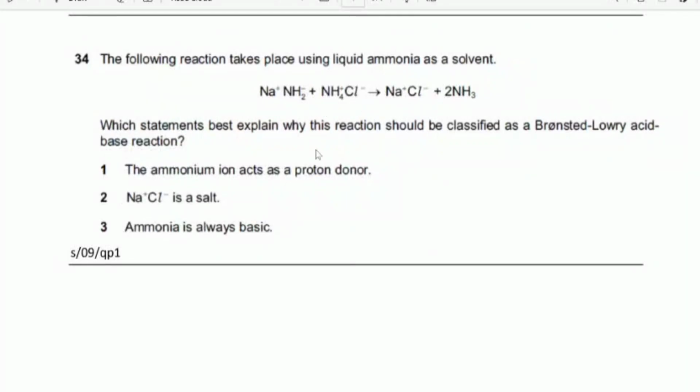So you've got this reaction going on, right? Which statement best explains why the reaction should be classified as a Brønsted-Lowry acid-base reaction? I mean, basically an acid-base reaction. Why is it an acid-base reaction?